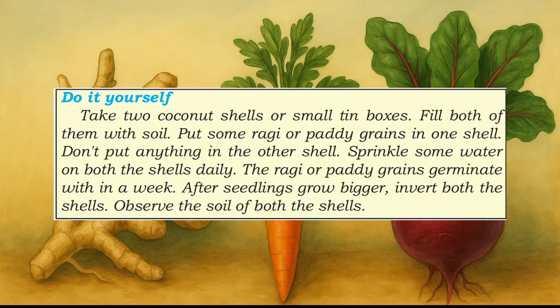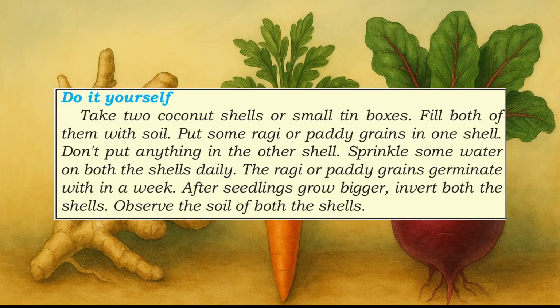Do it yourself. Take two coconut shells or small tin boxes. Fill both of them with soil. Put some ragi or paddy grains in one shell. Don't put anything in the other shell. Sprinkle some water on both of the shells daily. The ragi or paddy grains germinate within a week, and the seedlings grow bigger.